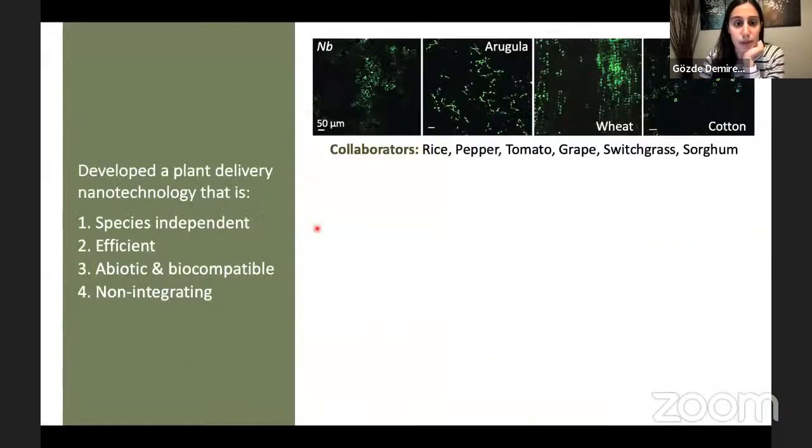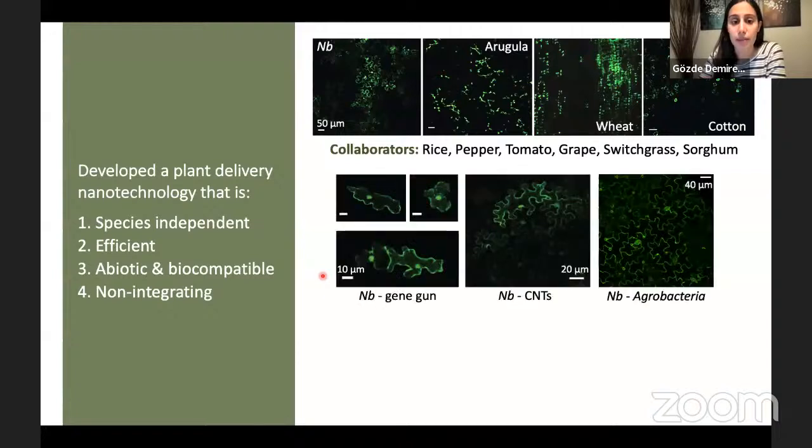So to summarize this part so far, we were able to develop a delivery tool that is so far species independent, efficient. It is completely abiotic. It doesn't use any virus or bacteria parts, and it does not integrate DNA into the plant genome. We have shown that it has a good efficiency. So it's more efficient compared to a gene gun where we get a larger cell population expressing. But it's less efficient compared to the agrobacteria. So we usually get maybe 30% of what we get when we compare it to agrobacteria expression. So it's somewhere in between the efficiency of a gene gun and an agrobacteria.